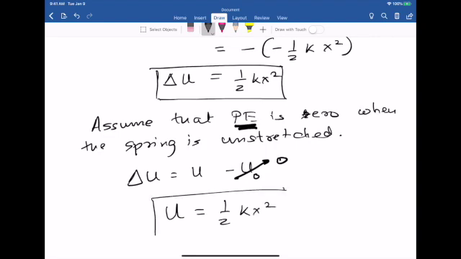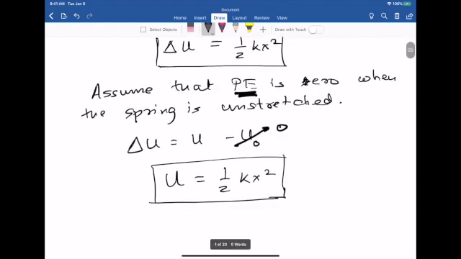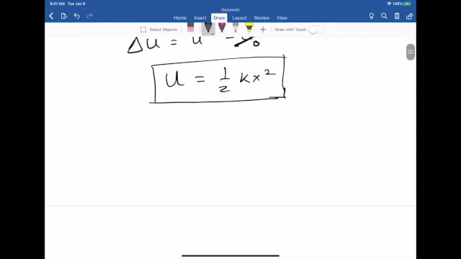So this equation tells us that if you stretch a spring by an amount x, then the change of potential energy of the spring is just going to be half kx squared. And you can also see that the same thing would happen if the spring were squeezed.